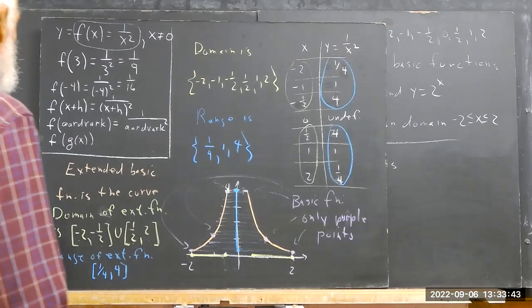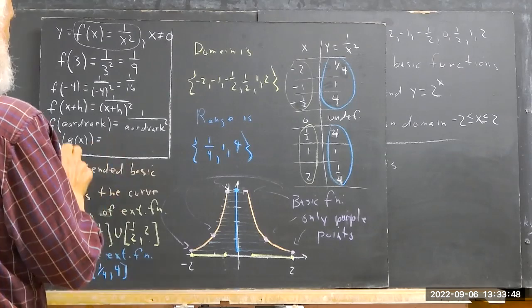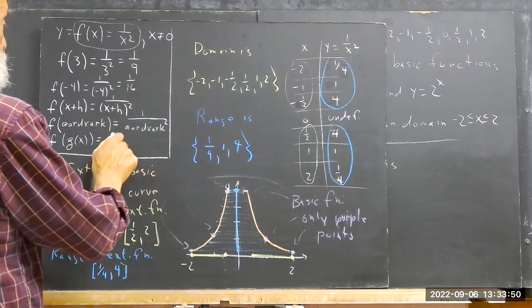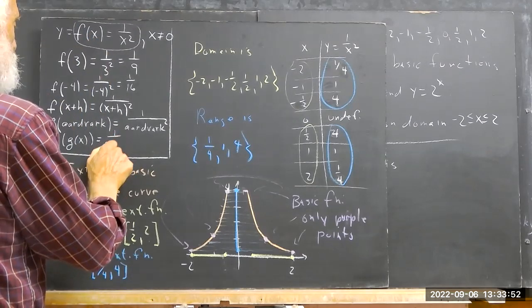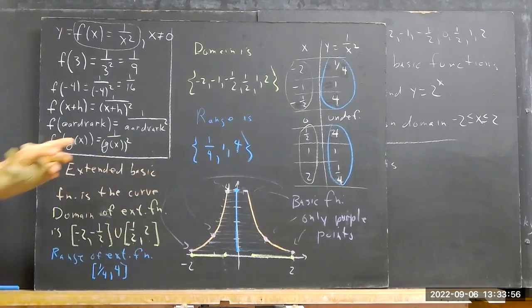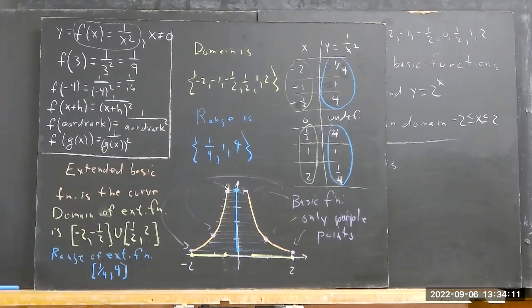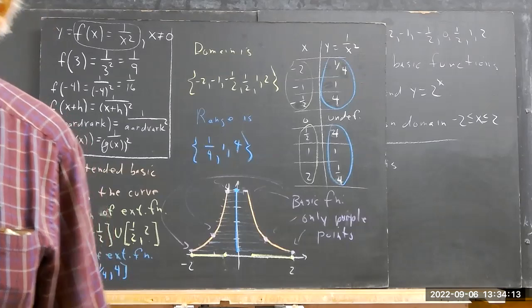Okay, what about f of g of x? Well, g of x is now replacing x. So this is 1 over the quantity g of x squared. And this will lead us in the fairly near future to the idea of composite functions. And you've probably seen them.